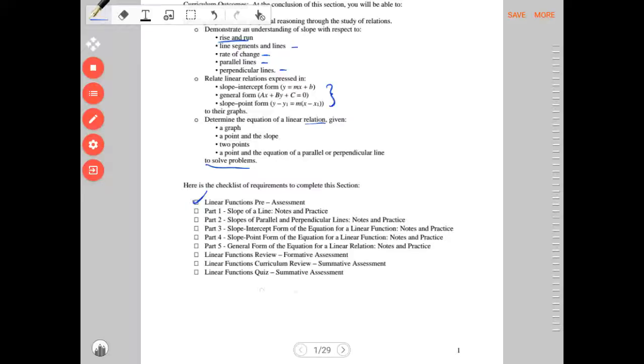Then, just like the other sections, you will have a linear functions review, formative assessment. Then you'll have a curriculum review, summative assessment. That's the one for marks. And then you will have a linear functions quiz. That is called a summative assessment, 4 marks based on all of Chapter 6. No unit exam yet. Remember, the unit is Chapters 5, 6, and 7. So you have one more chapter after this one before your big unit exam. Awesome, so let's get started.